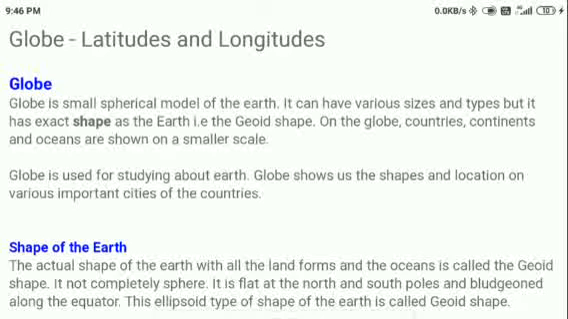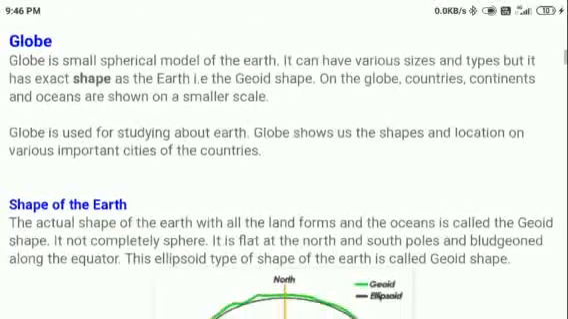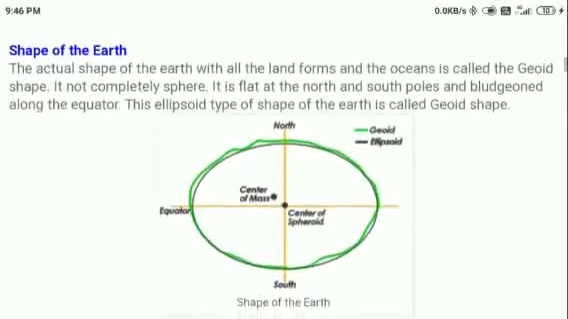So a globe can be of various sizes. It can be very small. It can be kept in a pocket also. It can be big enough. It can be a balloon also. Whenever we are carrying a big globe, we can take out the air and pack it and take it with us. And once we have reached a place, we can fill the air in again and use the globe for the purpose. So let us talk about the shape of the earth, which is the geoid shape.